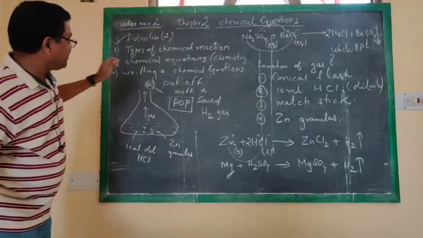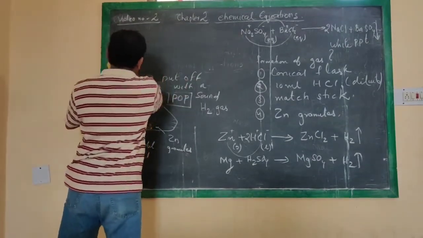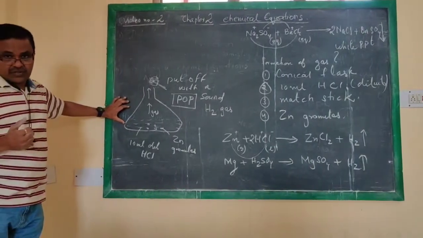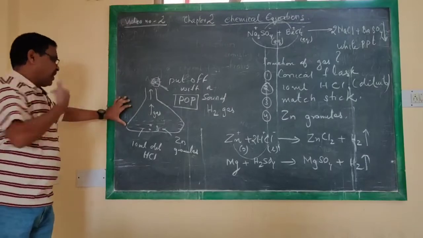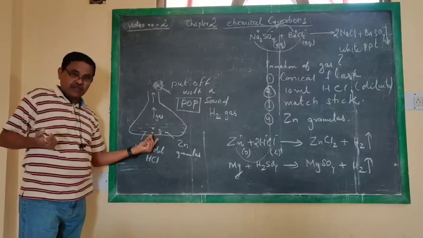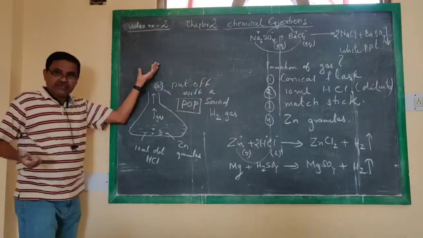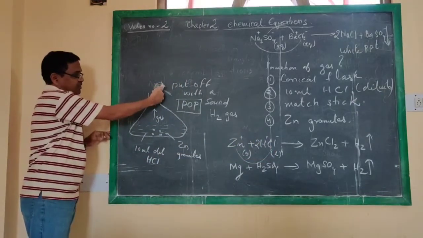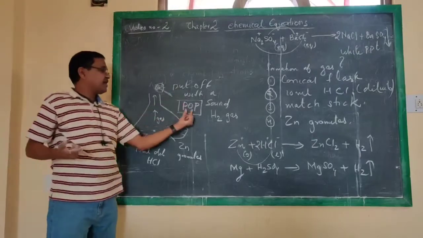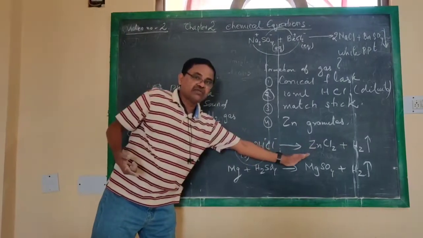Now the activity, I hope it is very clear to you. Once again I repeat, take a conical flask, put in 10 ml of dilute hydrochloric acid, drop a few granules of zinc. The reaction will start. This will produce hydrogen gas. Bring a burning matchstick near to the mouth of the conical flask. The burning matchstick will be put off with a pop sound, which indicates that the gas liberated is hydrogen gas. The reaction is as follows.